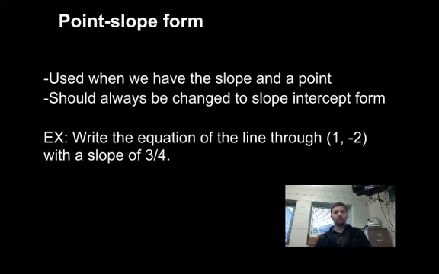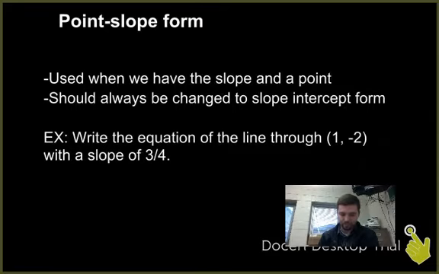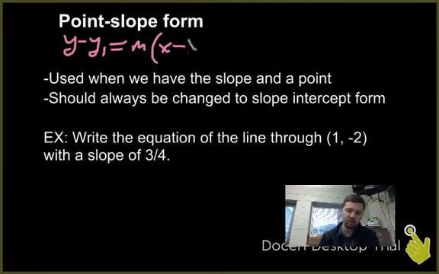One more form to learn. This is point slope form. We've learned standard form, we've learned slope intercept form, and now we're going to learn point slope form. Point slope form, we write this: y minus y1 equals m times x minus x1. This is just another form of a line.